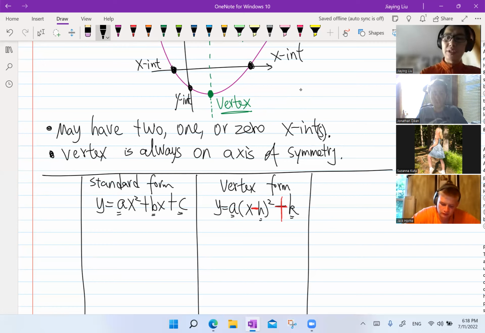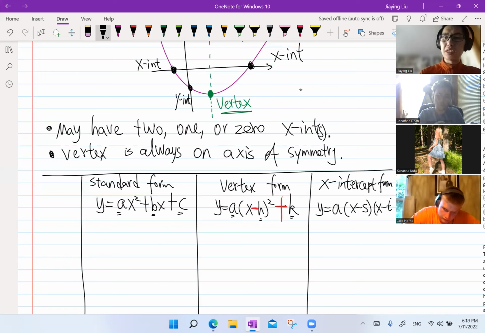And then we have this called intercept form, but I'm going to add x-intercept form because the intercepts we talk about in this form is y equals a parentheses x minus s, x minus t. Sometimes we write x minus p, x minus q, but doesn't matter. It's just going to be subtraction in those two parentheses. One is s, one is t. As you can see, if it's related to x directly, it's always a subtraction, right? x minus h in the vertex form, x minus s, x minus t in the x-intercept form.